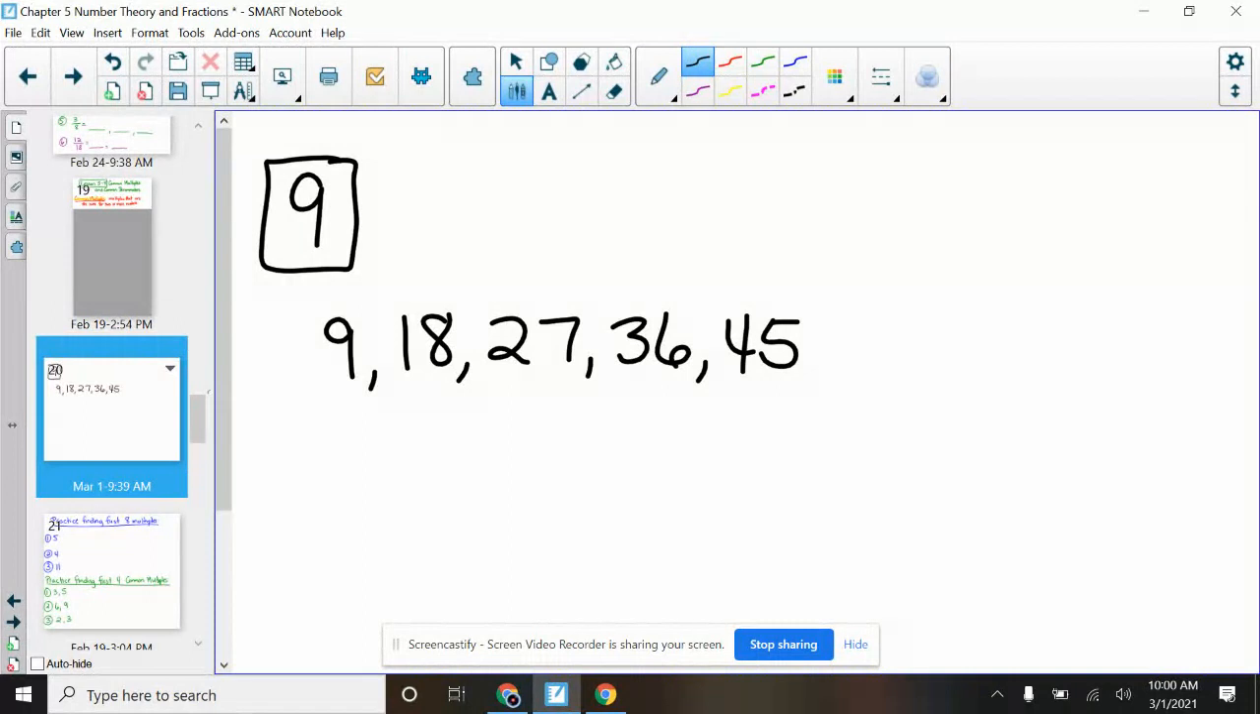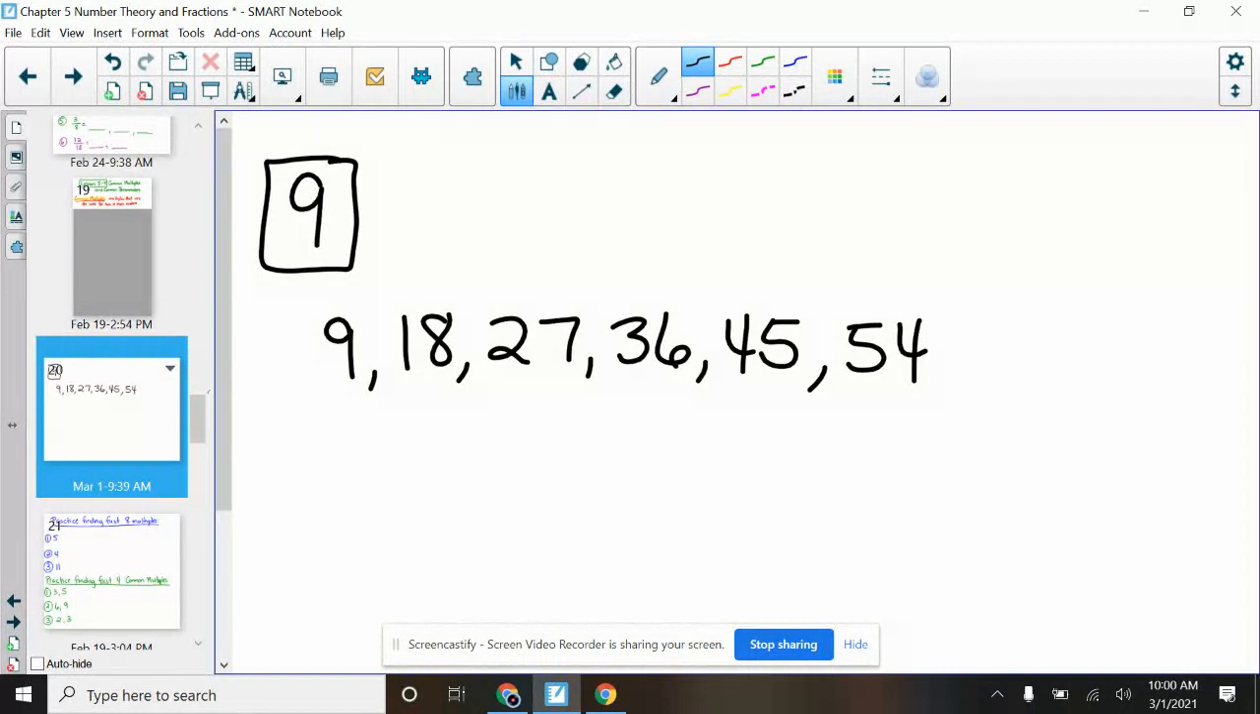Now if it says list the first 6 multiples for 9, can I stop at 45? No, I'd have to do the next one, which would be 54. Knowing your multiplication facts makes this so simple. For those of us that are still struggling a little bit with our multiplication facts, you're going to have to get your brain moving in that direction, because in order to know multiples, you got to know your multiplication facts, okay? So if the directions ask you to just list the multiples, that's all you got to do.